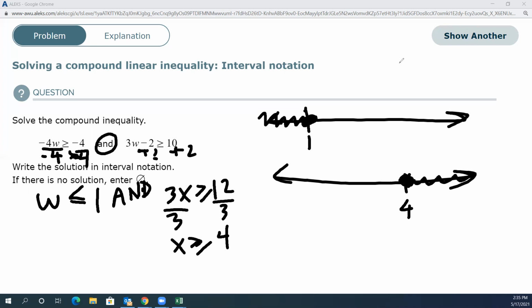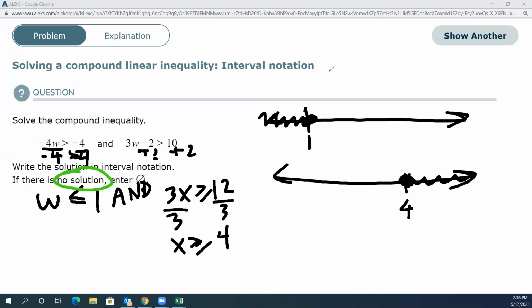Now this time it is and. And means intersection. It means just take what they have in common. If I pick one of the number lines up and dump it on the other, then the shaded regions will not overlap. They have nothing in common. So the answer would be no solution.